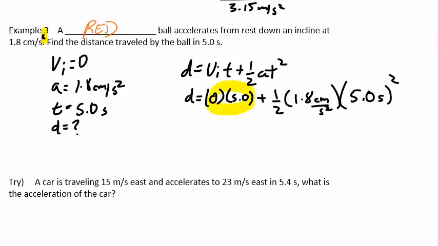Notice in this portion here, the VIT, that comes to 0, and anything added to 0 can be just crossed right out because it doesn't affect anything overall within the equation. And so you're actually just multiplying 1/2, 1.8, and 5 squared. Make sure you do the squared first, but as you calculate that, you get 22.5 on your calculator. The units here are going to be centimeters.